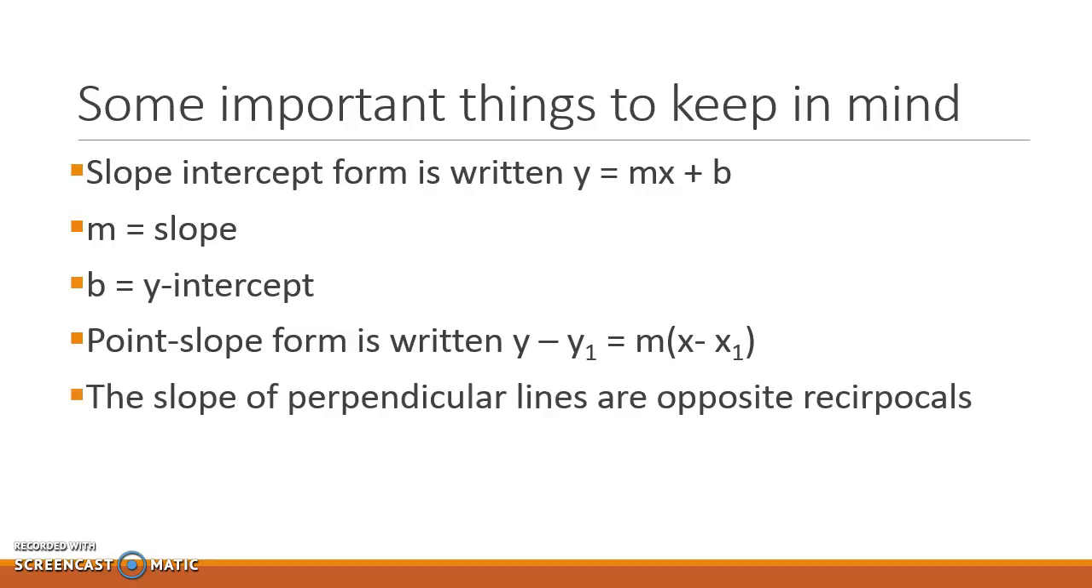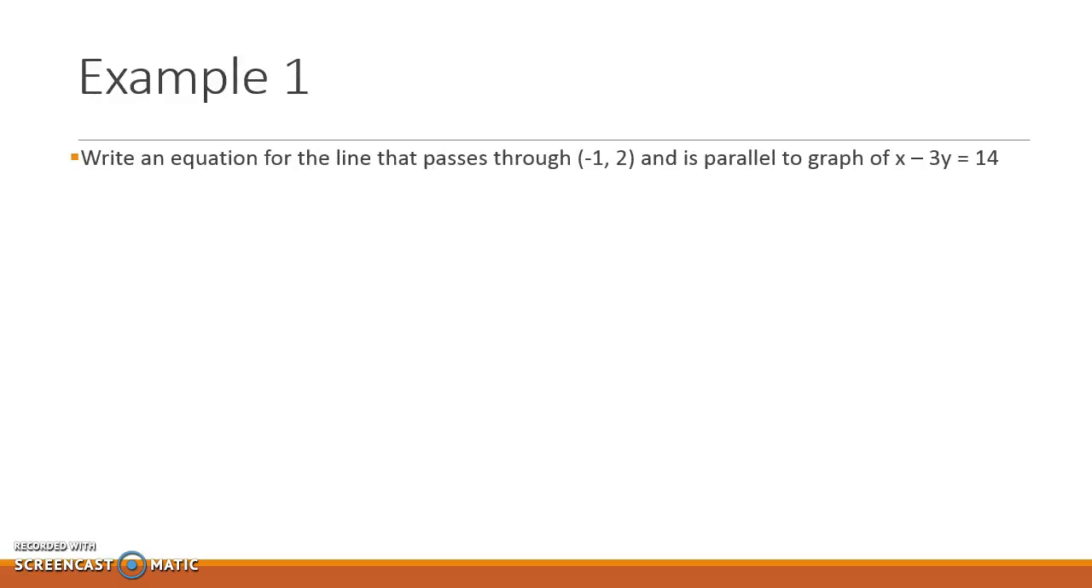The slopes of perpendicular lines are opposite reciprocals. So here's our first example. We're going to write an equation for the line that passes through the point (-1, 2) and is parallel to the graph of x - 3y = 14.